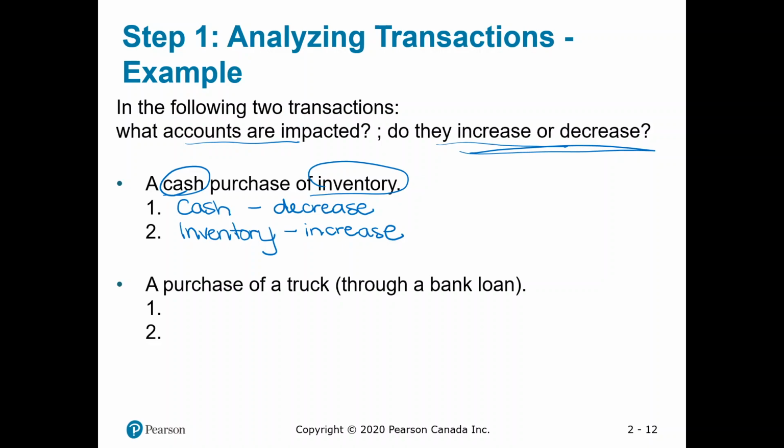The second example, a purchase of a truck made through a bank loan. So again, we're buying a truck. Well, that's increasing that amount. So our truck account, or potentially called vehicle, it would increase.